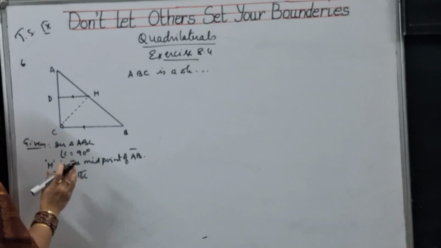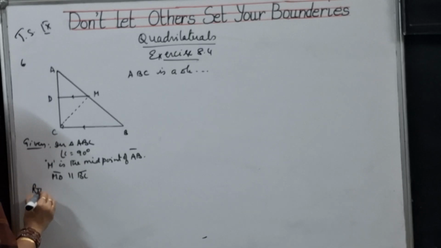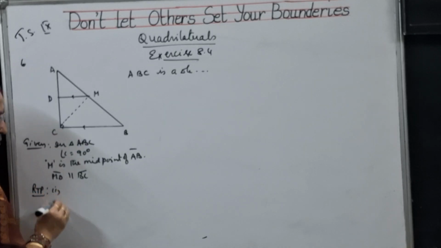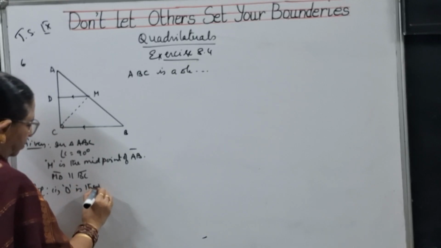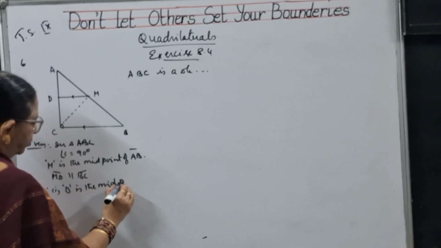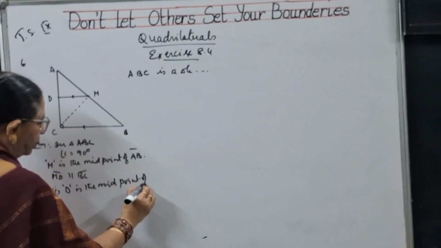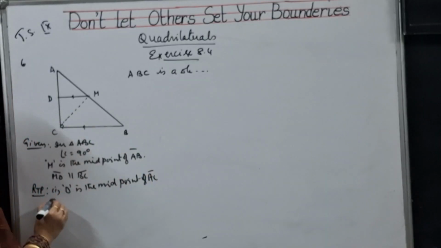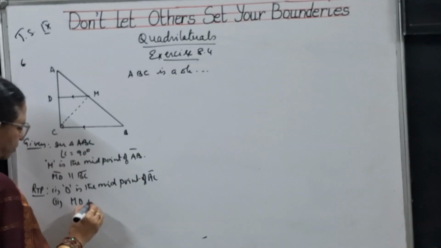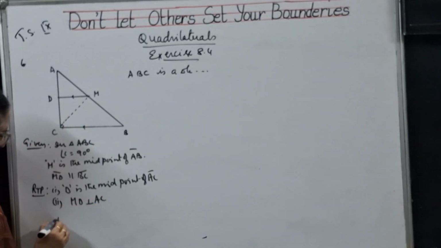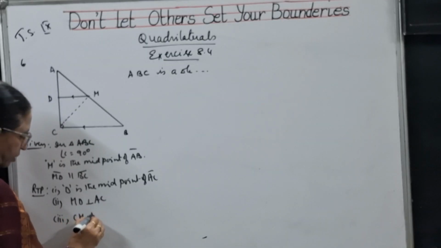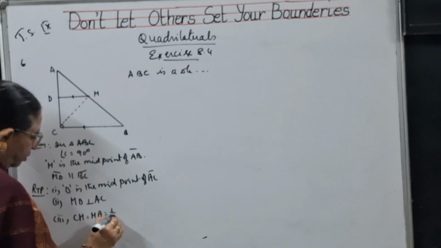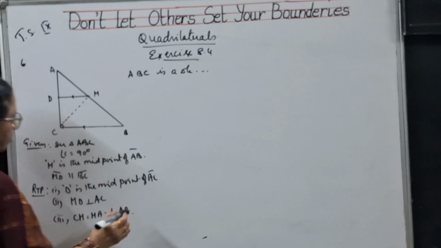Now, this is what they have given. What is RTP? What we need to prove? First bit is D is the midpoint of AC. And second bit, MD is perpendicular to AC. And the third bit, CM is equal to MA is equal to half of AB.